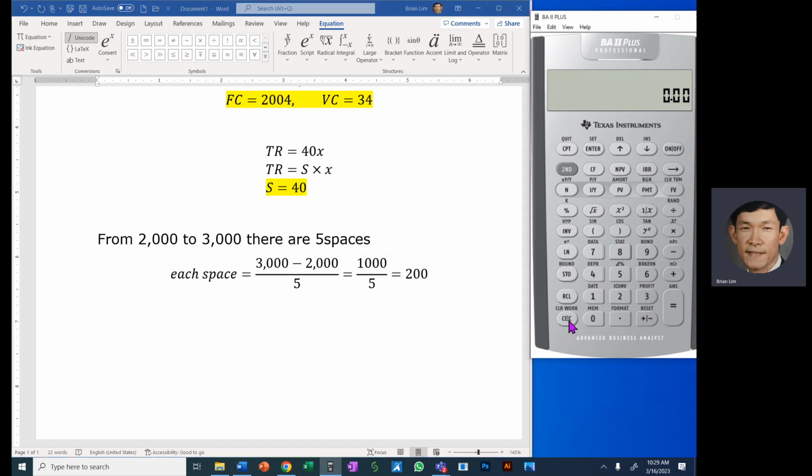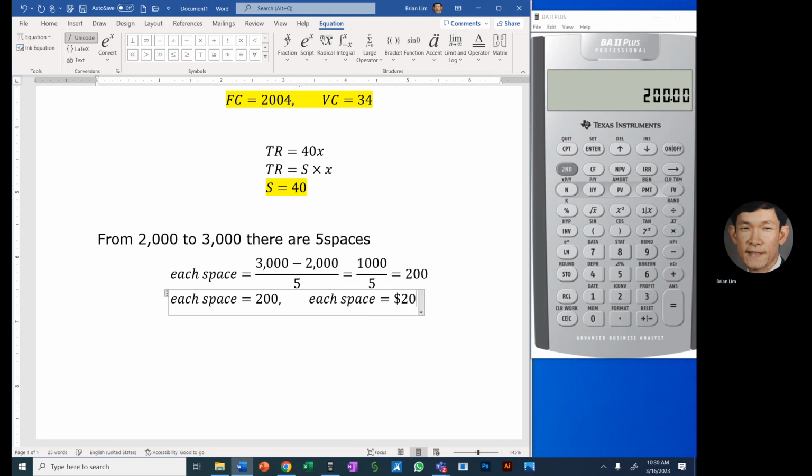Let's come out. Hit clear twice. Everything clears. And so we can go 3,000 minus 2,000. That's equal to 1,000. We divide by 5, and that's equal to 200. So we see 200 is correct. So we can put down here each space is equal to 200. All right, it's really $200. If you wish, you could say $200. So each space is equal to $200.